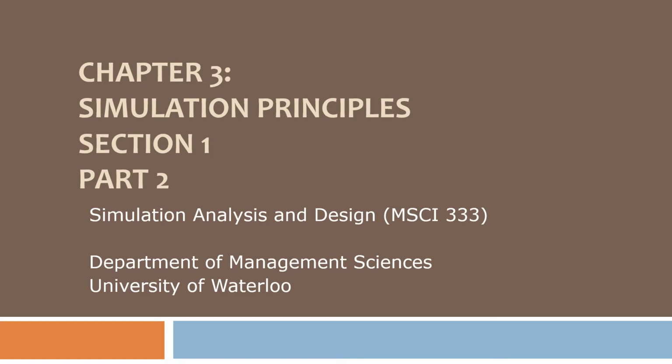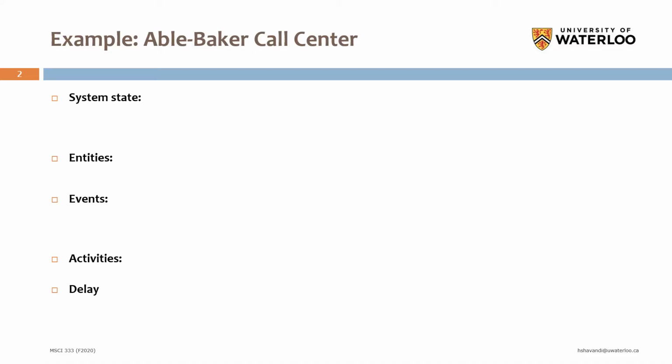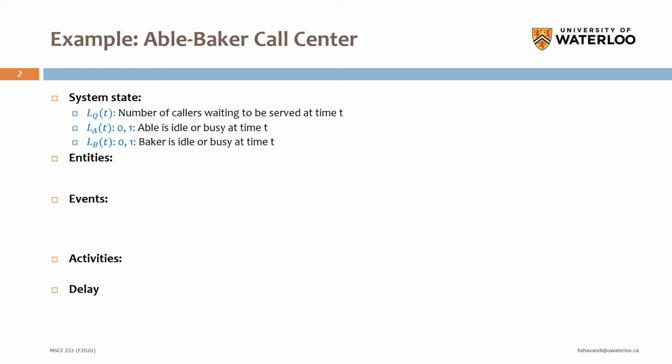This is the second part of section 1 of chapter 3, simulation principles. As you remember, we had the example of the Able Baker call center in chapter 2. Here we want to define these elements in order to formulate the system in terms of a discrete event simulation model. For the system's state, we define 3 state variables, and the collection of these 3 variables will describe the system's state at any time.